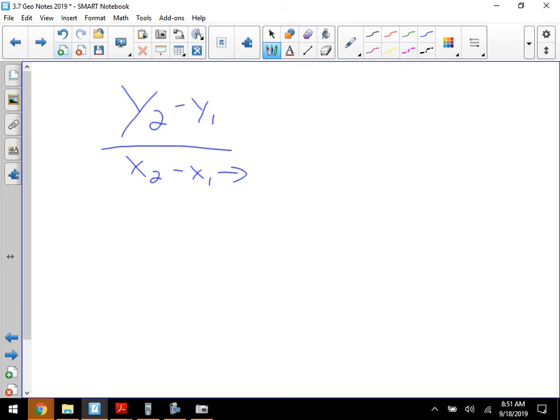That means the x values remain constant. So the x value goes up and down, and it never changed, which means it's undefined, because 7 minus 7 is 0. 3 minus 3 is 0. 17 minus 17 is 0. So if you get a 0 in the denominator, it becomes an undefined slope.